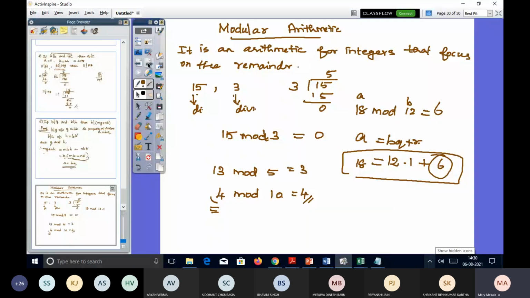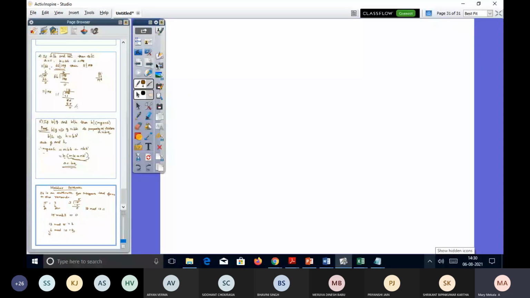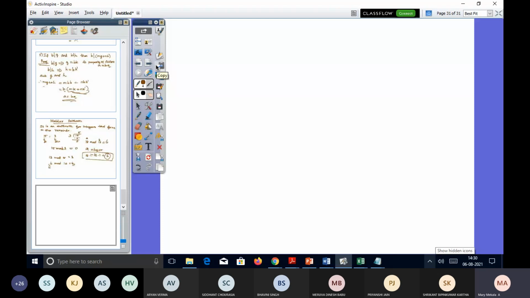Now the next example I want to give is a negative number: minus 29 mod 4. So how do you find it here? One second. What will be the answer for this?